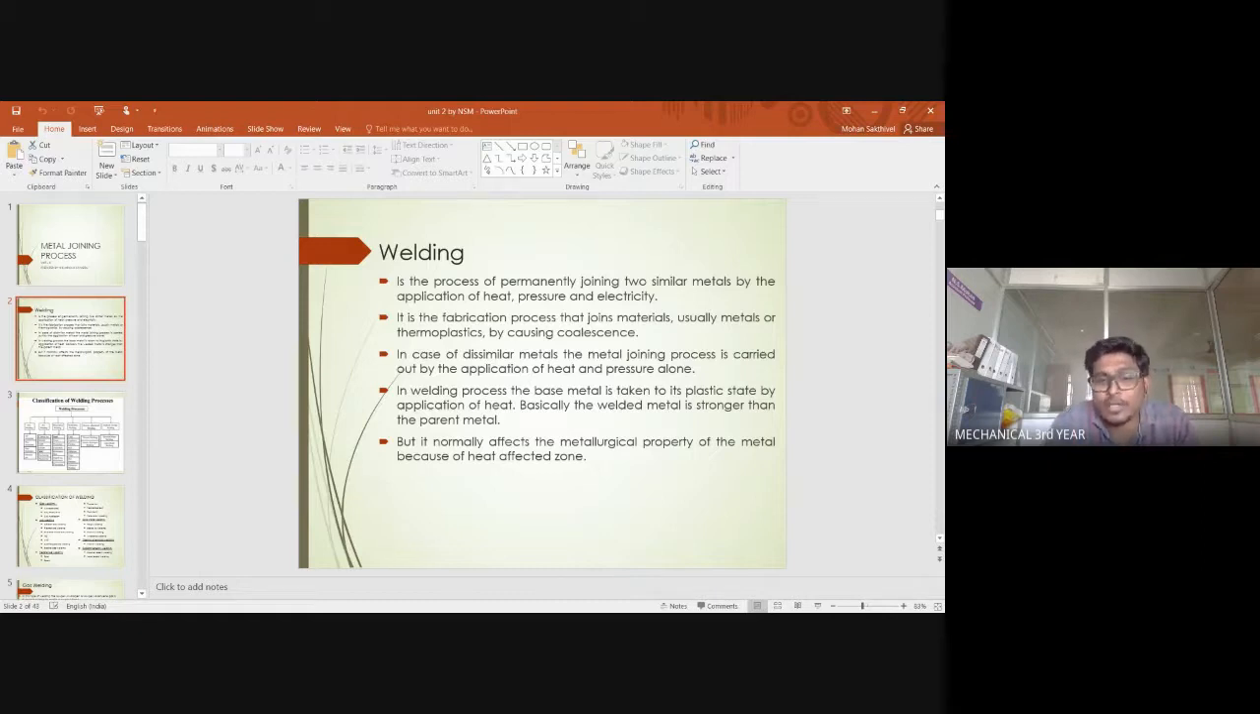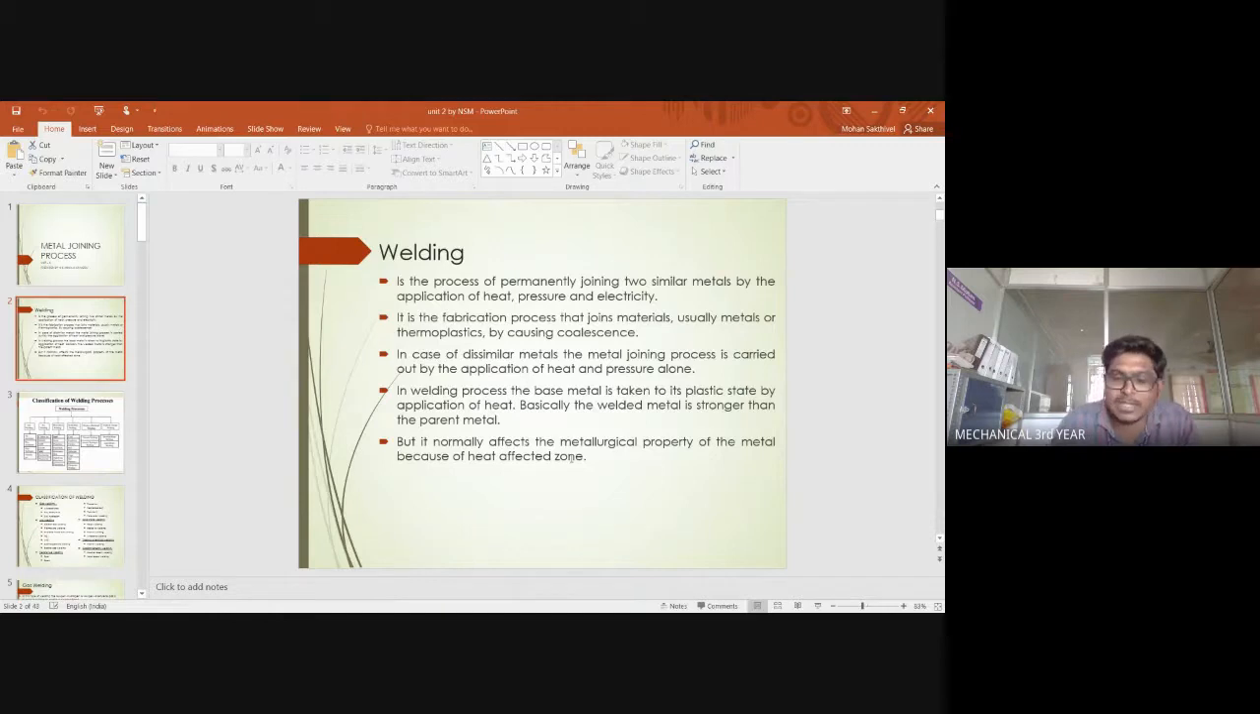But it normally affects the metallurgical property of the metal because of the heat affected zone. This particular point has to be noted very well. The heat affected zone is quite important in the case of the welding process. The metal will again undergo a heat treatment process, and that heat treatment should not affect the metallurgical property of the metal. The welding area alone will get an enhanced property, whereas other areas will be considered as the heat affected zone, where the material property may be a different one.